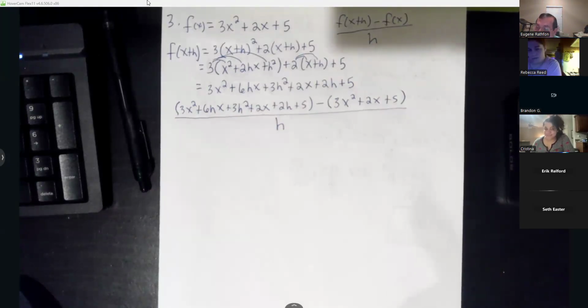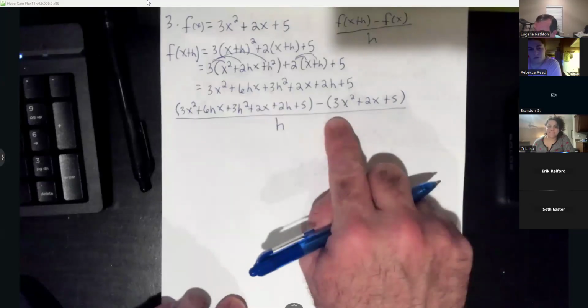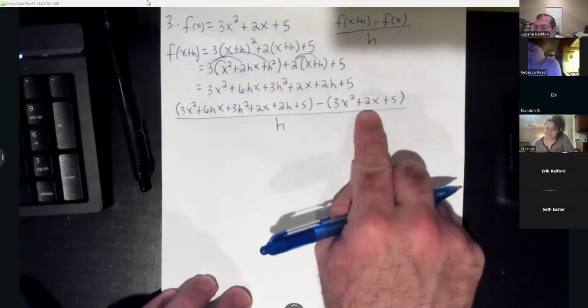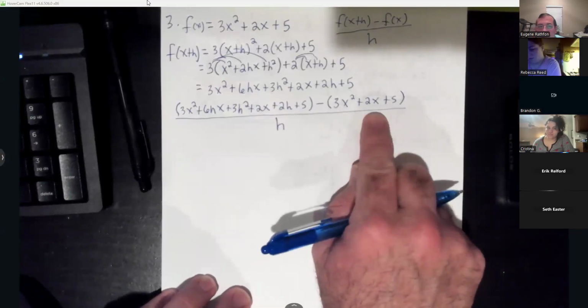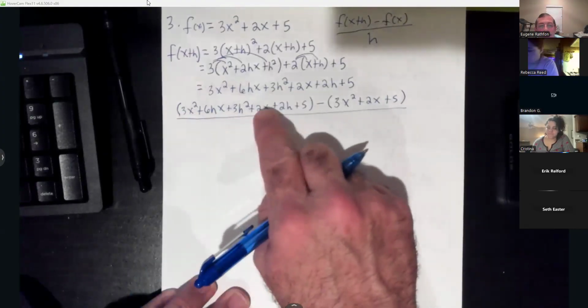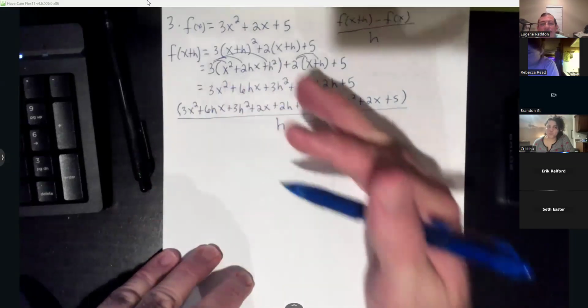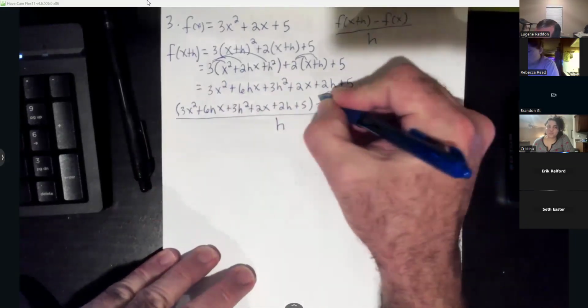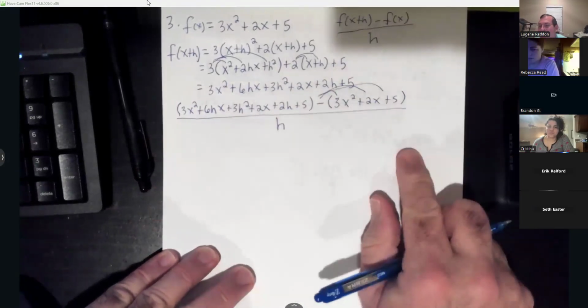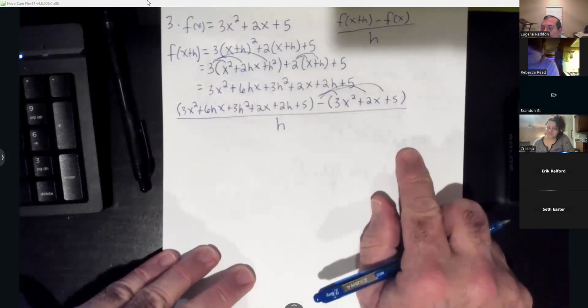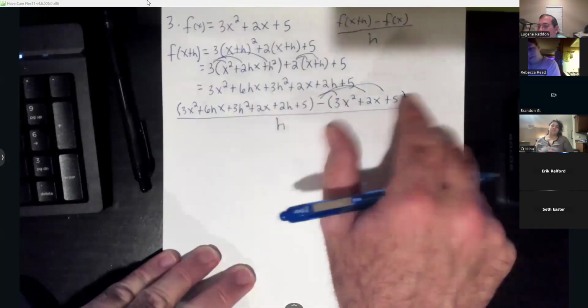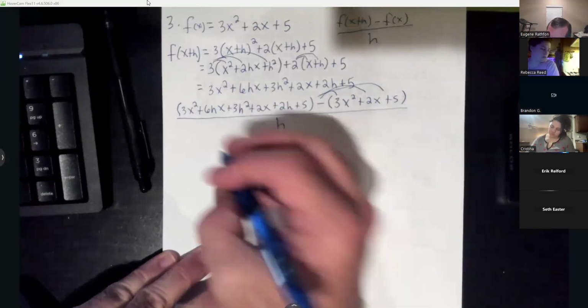Now, I will say this. When y'all get good at these, you'll realize that all 3 of these are going to cancel in the second parentheses with their counterparts in the first parentheses, okay? But I'm actually going to distribute that negative and write all of this again, okay? But when you get good, you can cancel them out right there and be done with it, okay?